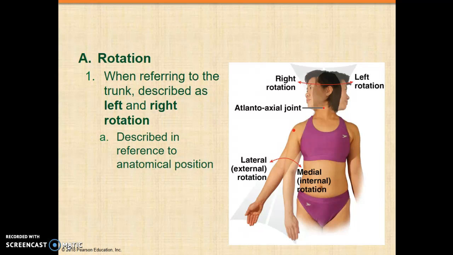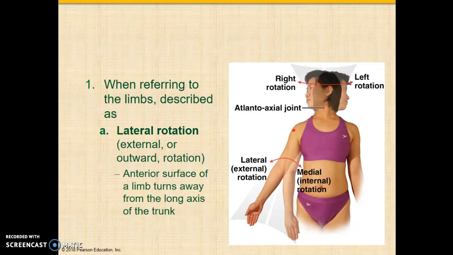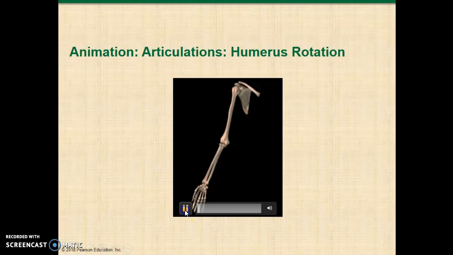Rotation, when referring to the trunk, is described as left and right rotation. This occurs at the atlantoaxial joint, that is between the atlas and the axis. But you can see with the arm, you can also have lateral and medial rotation. Medial, lateral.